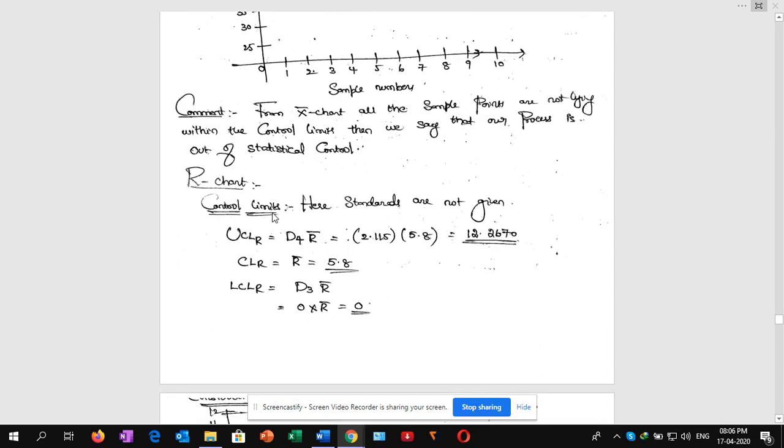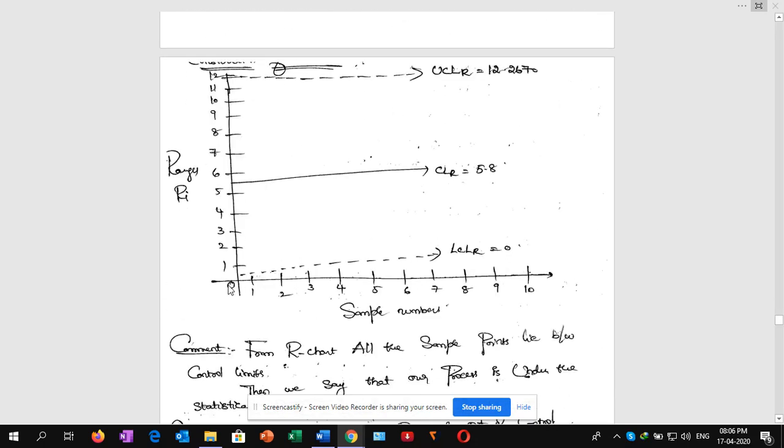Similarly, we can find the R chart. We have UCL of R is D4 R bar, CL of R is R bar, LCL of R is D3 R bar. These are 12.2670, 5.8 and 0. Similarly, we construct a chart by taking sample numbers on the x-axis and sample ranges on the y-axis. We can plot the values the same as in the above problem.